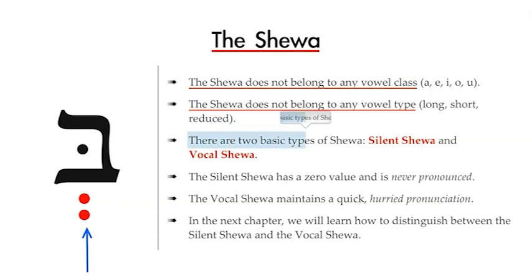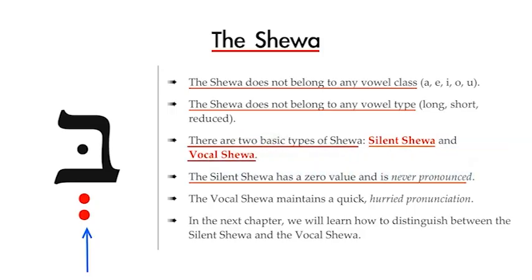And there are two basic types of shawah: silent shawah and vocal shawah. The silent shawah has a zero value and is never pronounced. The vocal shawah maintains a quick, hurried pronunciation. In the next chapter, we will learn how to distinguish between the silent shawah and the vocal shawah.